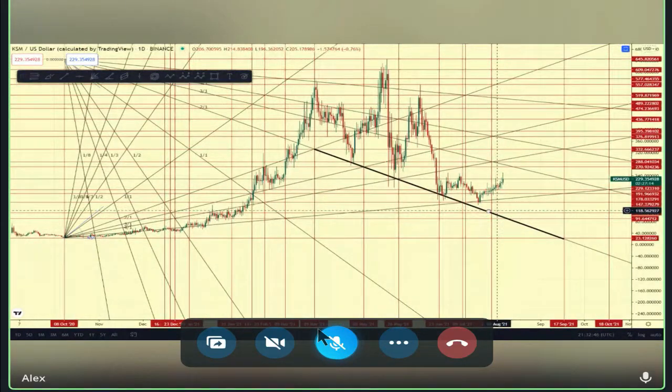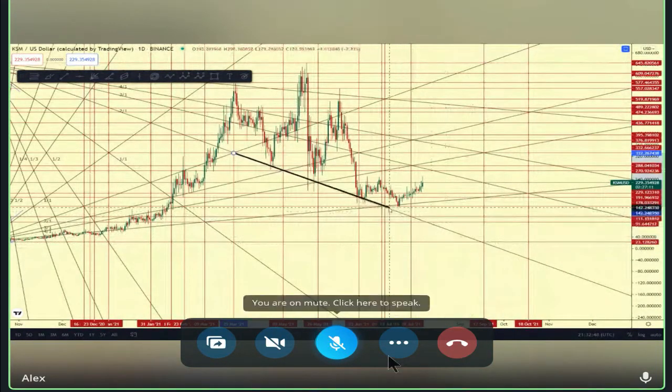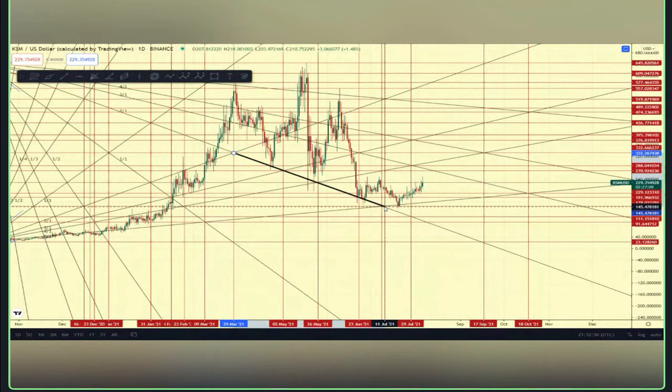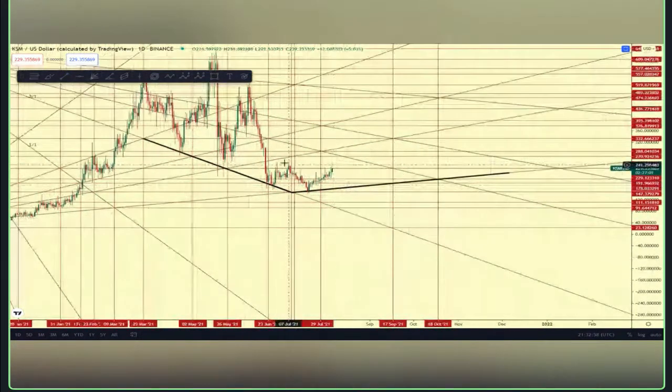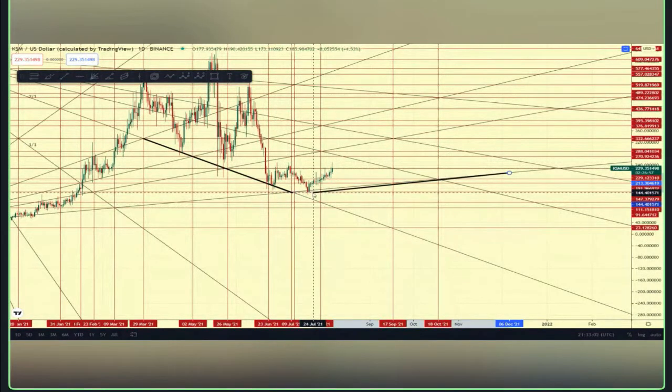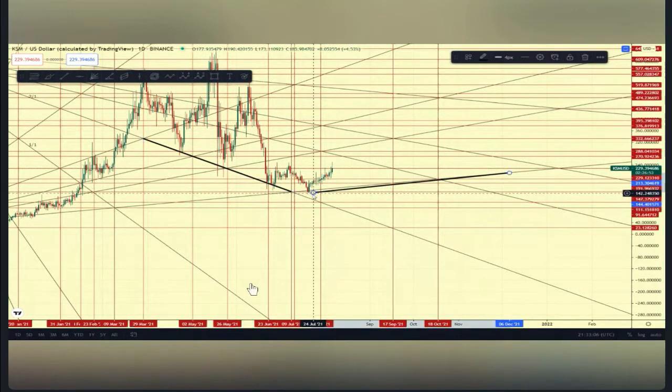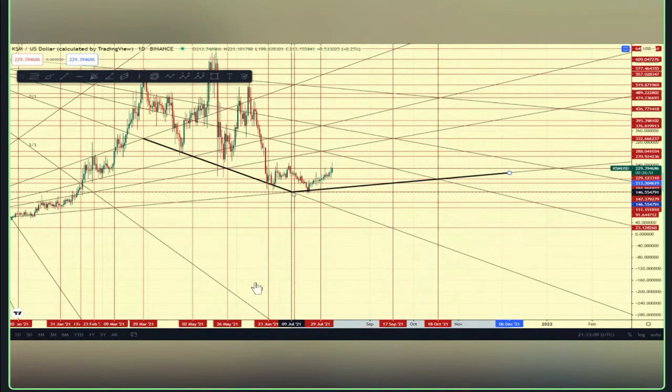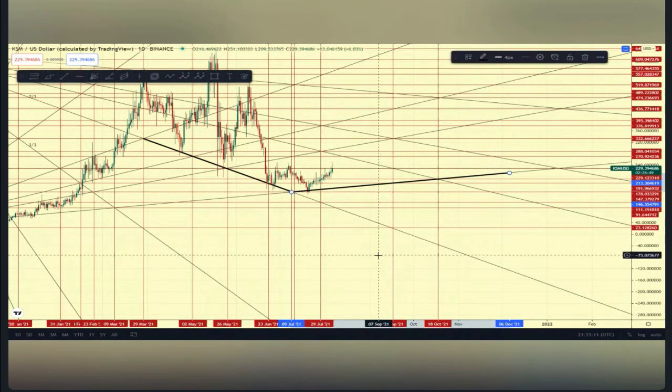I mean, this is the lowest gain fan line. I have no idea what will happen if it drops below. There's no gain fan line anymore, except this. Nah, it will probably hit a support line. And yeah, that's it. Okay, this is the end of the gain fan line.